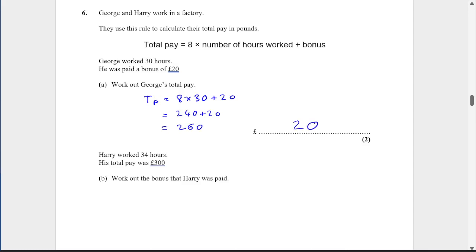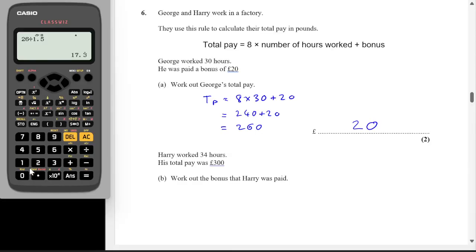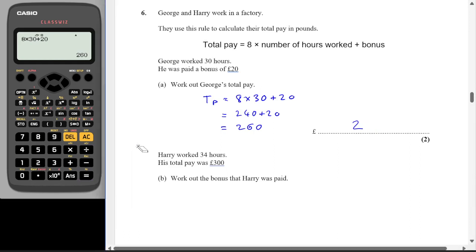And then we'll double check with our calculator. So I'm doing, where were we? 8 times by 30 plus 20. 260. And for some reason I didn't write 260. I only wrote 20. So let's just change that. There we go.